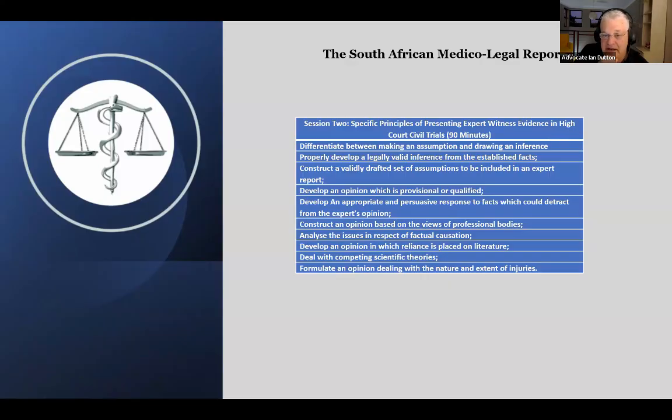Then properly develop a legally valid inference from the established facts. How do you do that? What is an inference? Why is it so important? It is actually a very, very important aspect of all the work that the court does.